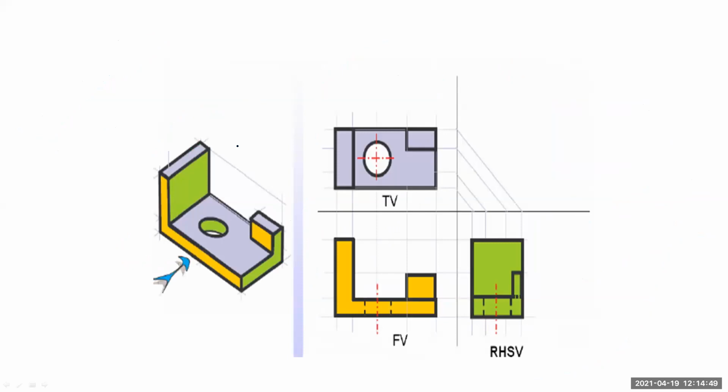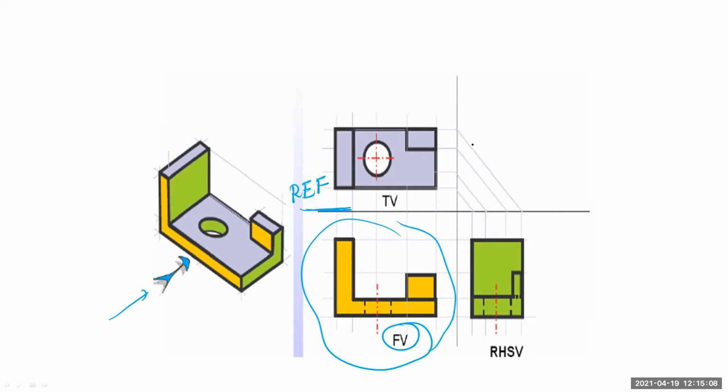Now here you can see one more example we have with the color codings. Here the observer is looking from this side and you can see the front view, FV. The front view is coming below your reference line. This is your reference line. So now it is clear that here it is the third angle projection method. How did I come to know that? Here the front view is below your reference line, and the top view is above your reference line.